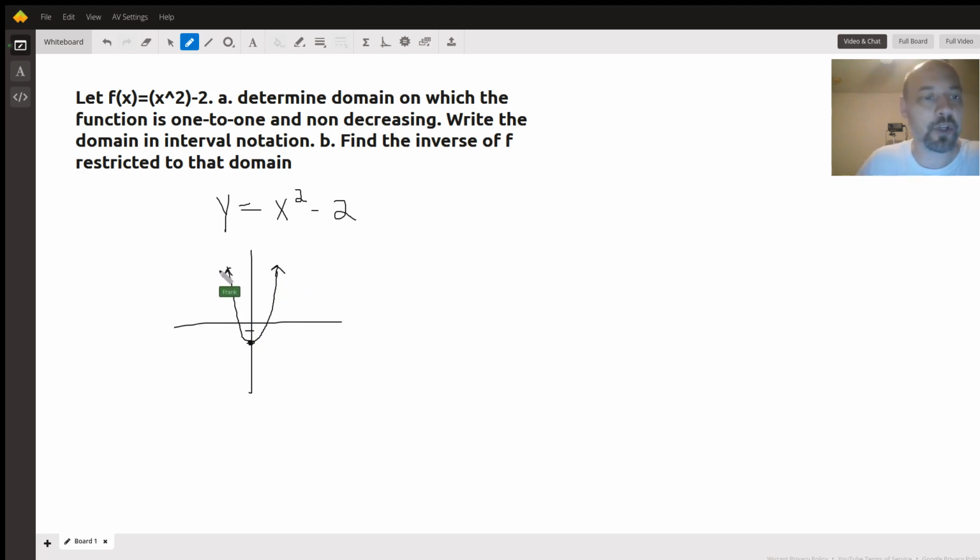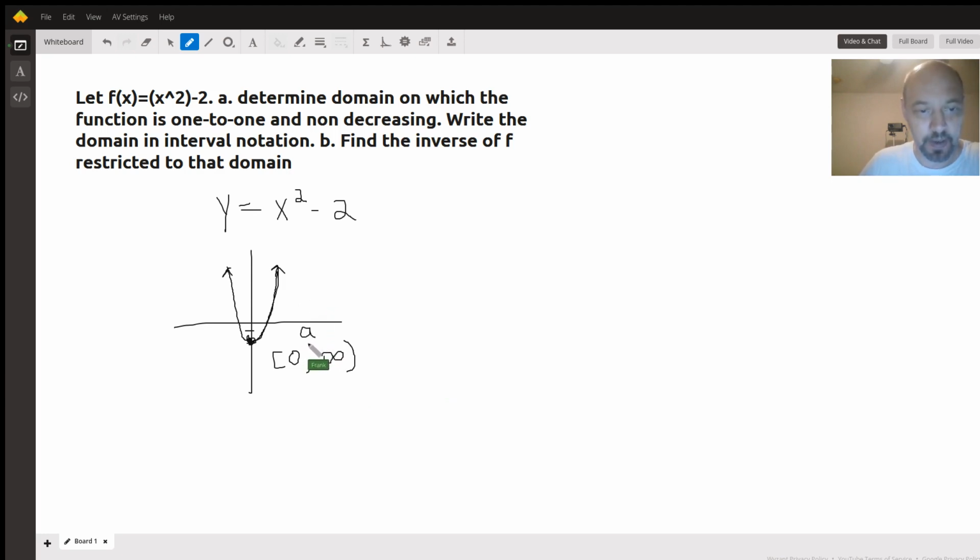So the domain on which the function is one-to-one and non-decreasing means a domain in which it's 0 or increasing. That's here. And that is from 0 to infinity. Infinity is not a number, so it's not included. It gets a curvy bracket. So that's the first part. That's A, determine the domain on which the function is one-to-one and non-decreasing. Write the domain in interval notation.